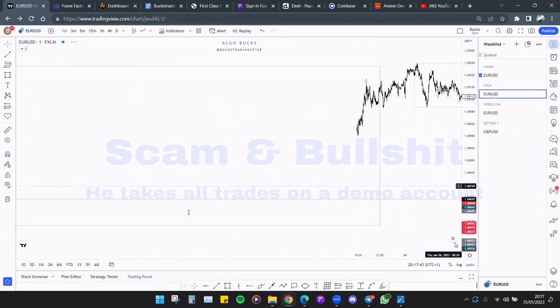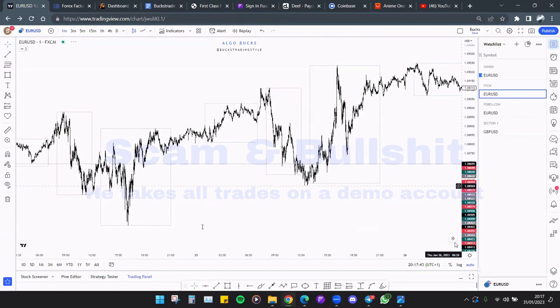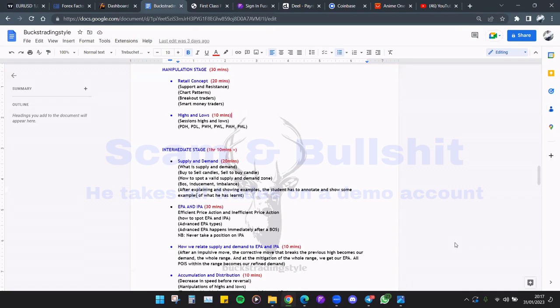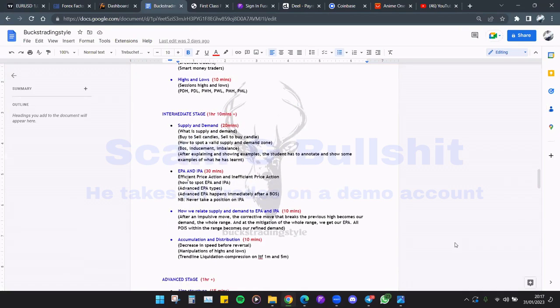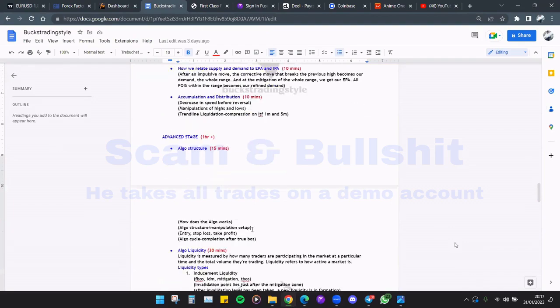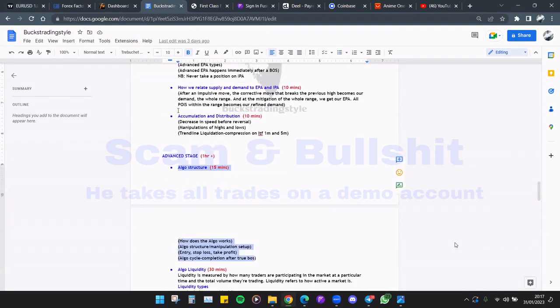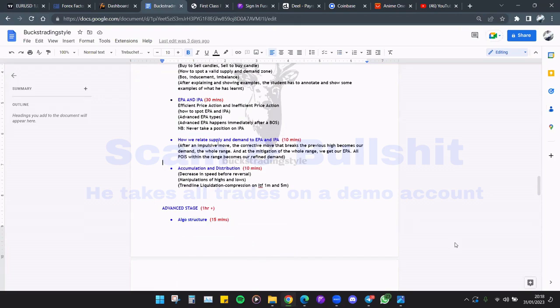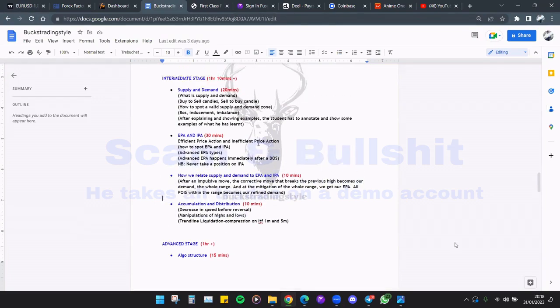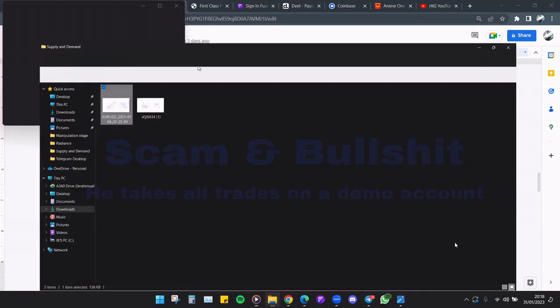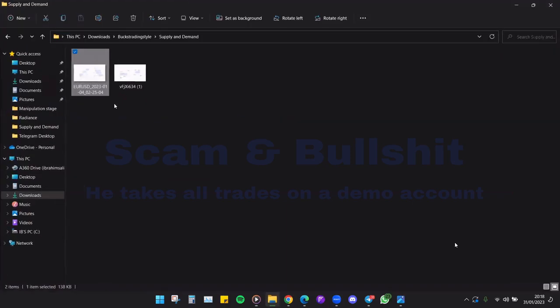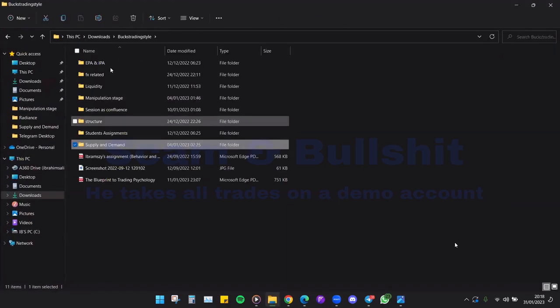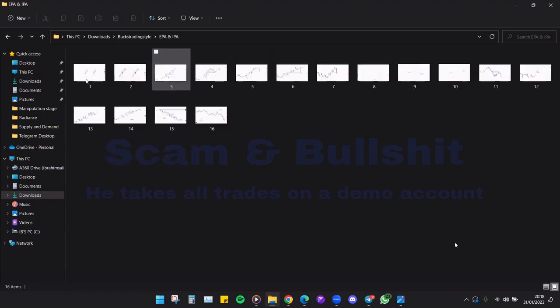Okay, anyways, let's explain what EPA and IPA are. After EPA and IPA we talk about the algo, everything about the algo. So now let's quickly talk about EPA and IPA. EPA is efficient price action and IPA is inefficient price action, as easy as it looks. It is imbalance, but in an advanced way.